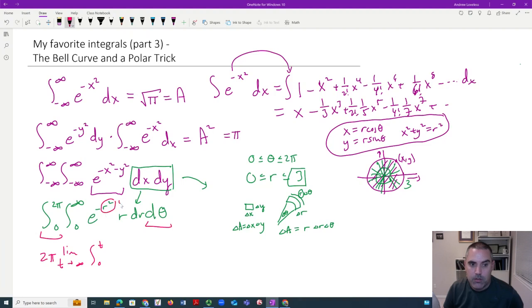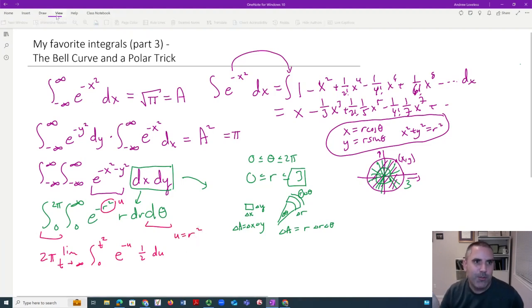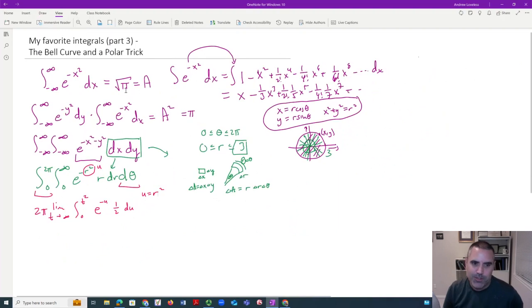So if I call that u, then the r cancels, and we can do substitution. You end up getting e to the negative u, and you get 1/2 du. You do have to change this to t squared. So I'm skipping some steps. I actually already did this video, and then I realized some of the visuals did not get brought over. So the second go around, I'm doing it faster, which is probably better for everybody anyways. The integral of this is this, from 0 to t squared.